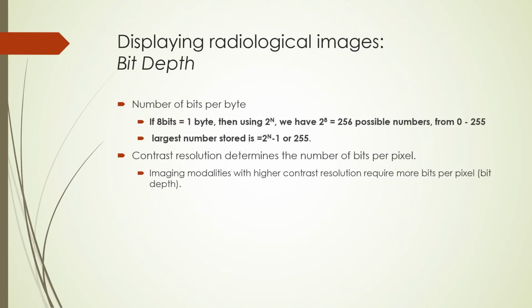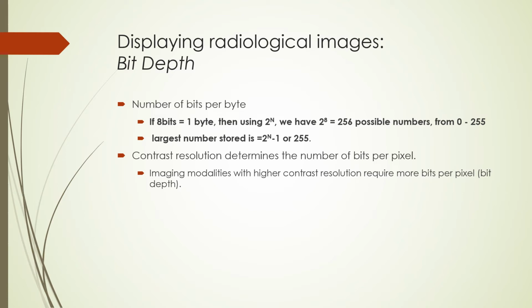We looked at matrix size on the previous slide. That was important for proper spatial resolution. Now let's look at bit depth and its effect on contrast resolution. Remember that each pixel represents a single number and the image is a matrix of these numbers. The largest number that can be stored in a pixel depends on the number of bits used for each byte. If 8 bits is equal to 1 byte, then using the formula 2 raised to the power n, we have 2 raised to the power 8, which is 256 possible numbers. The largest number stored is 2 raised to the power n minus 1, or 255, so the range of numbers goes from 0 to 255.